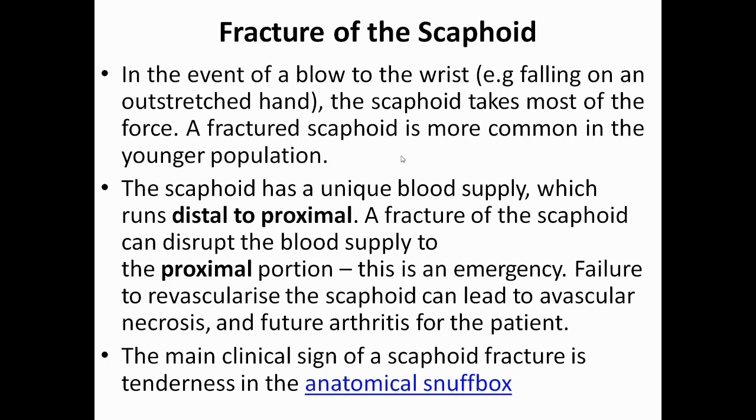A fracture of the scaphoid will disturb the blood supply to the proximal portion and it will be an emergency situation. Failure to revascularize the scaphoid can lead to avascular necrosis and future arthritis for the patient. The main clinical sign of scaphoid fracture is tenderness in the anatomical snuffbox. The wrist joint is immobilized in its optimum position of 30-degree dorsiflexion.